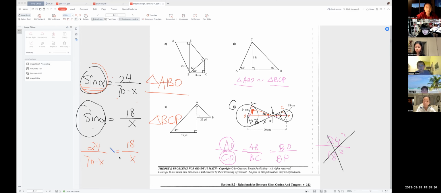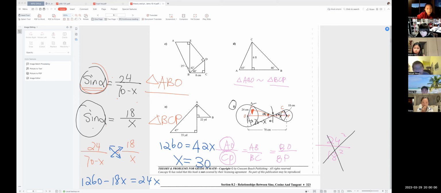Okay, so now let's calculate because we want to find out what X is, right? So it's 1260 minus 18X equals 24X. Okay, so 1260 equals 42X. So X equals what? 30. 30.